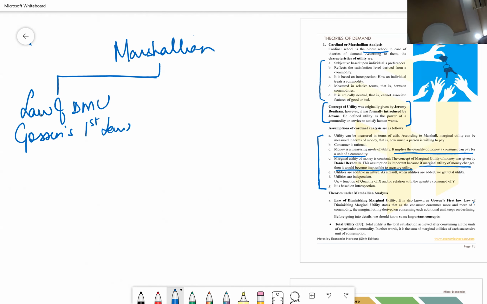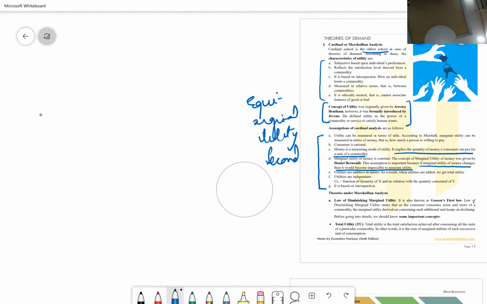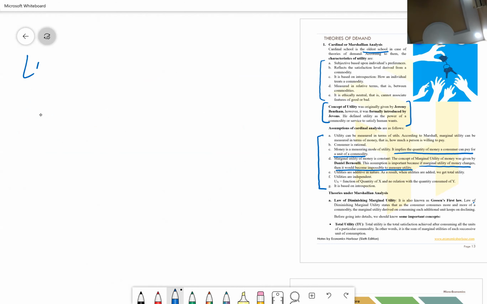Okay, and second is the law of equimarginal utility, also known as Gossen's second law, right? So we'll begin with the law of DMU, that is law of diminishing marginal utility. So what does this law state?